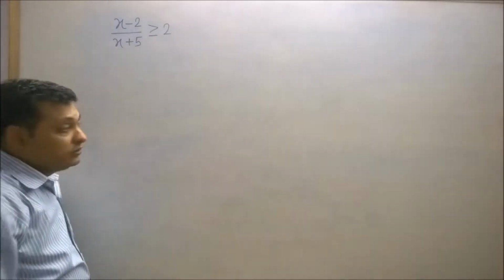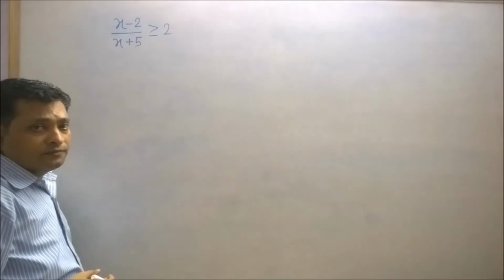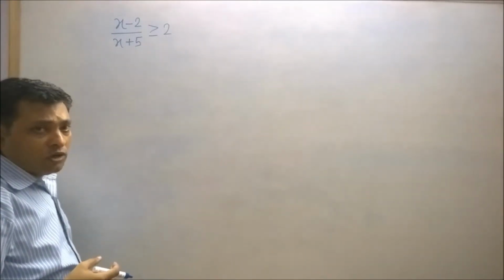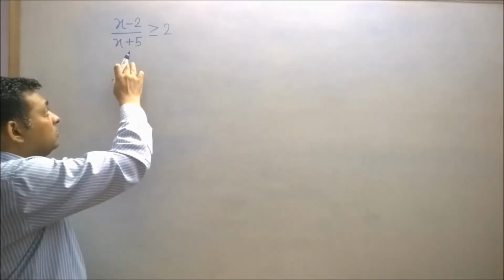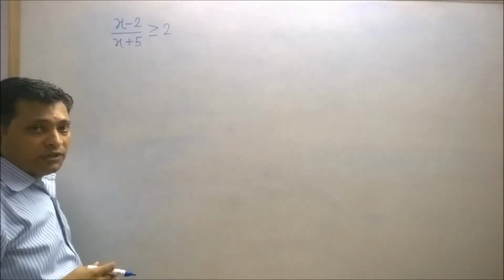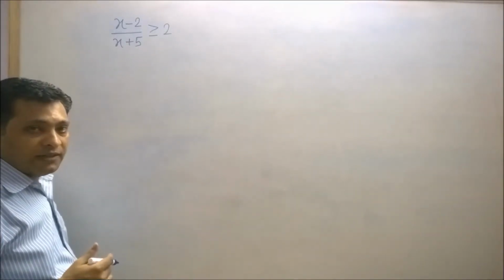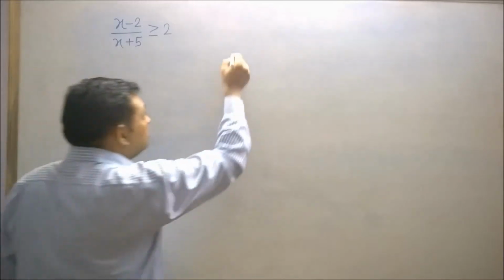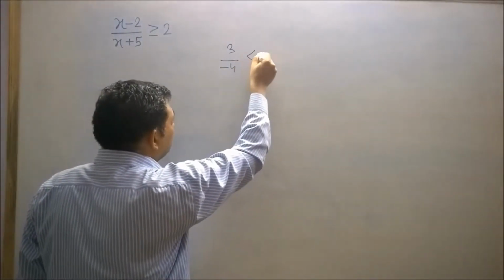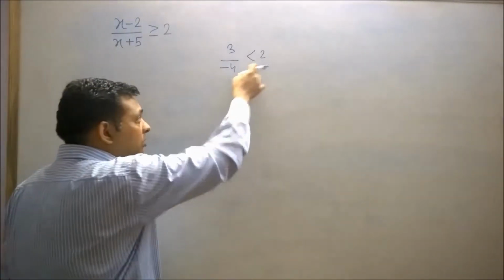Of course not, since we don't know whether this number is positive or negative. If this number is positive, there is no problem for cross multiplication. If this number is negative, by applying cross multiplication, the answer becomes wrong. We can understand these things by taking an example. Suppose 3/(-4) is less than 2. Every negative number is always smaller than a positive number.